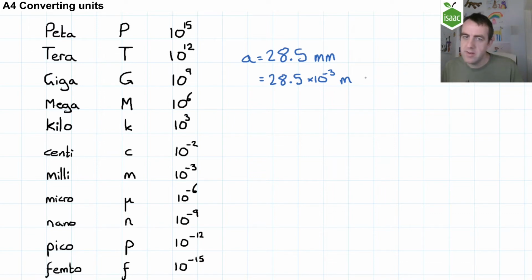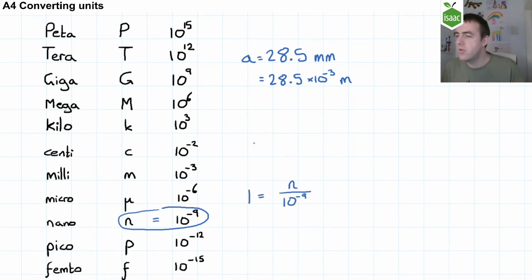Now the clever part is that I can multiply this number by 1 and it doesn't change. And the unit prefix as a letter is equivalent to the unit prefix as an order of magnitude. So using nano as an example, dividing nano by 10 to the negative 9 gives you the number 1, because whenever you divide something by itself, that's what you get, the number 1.